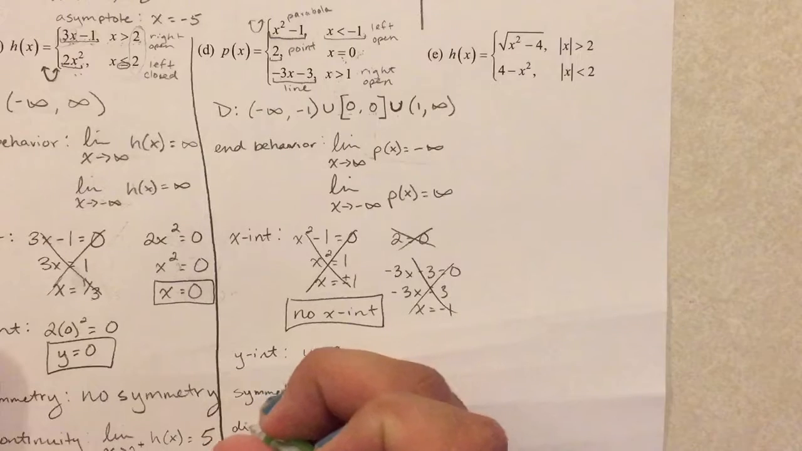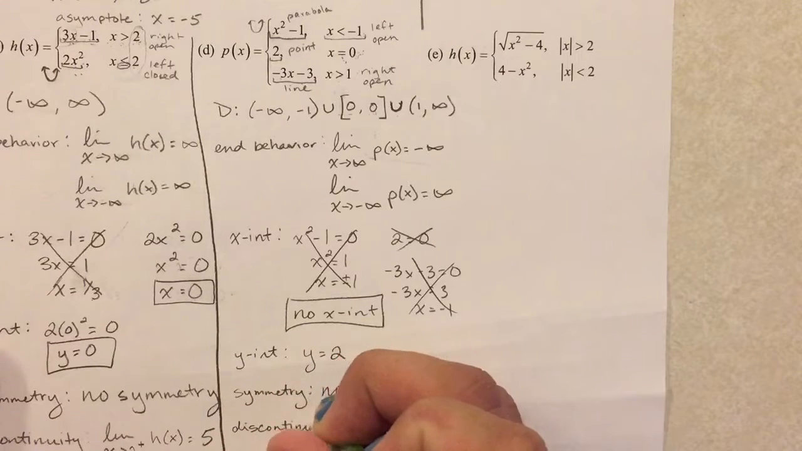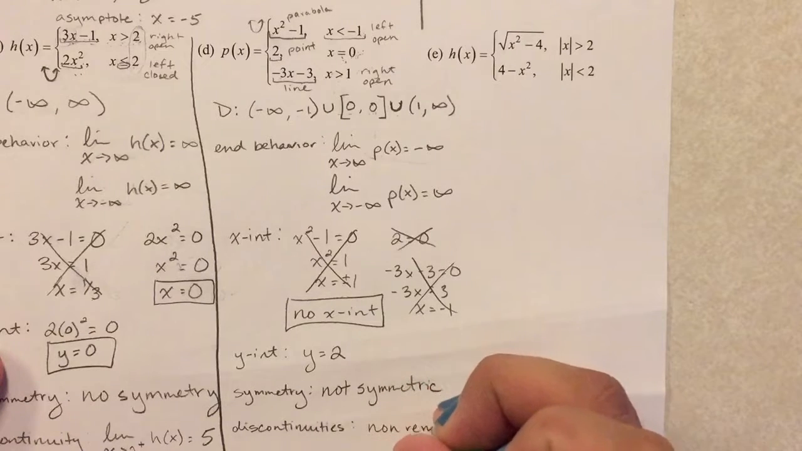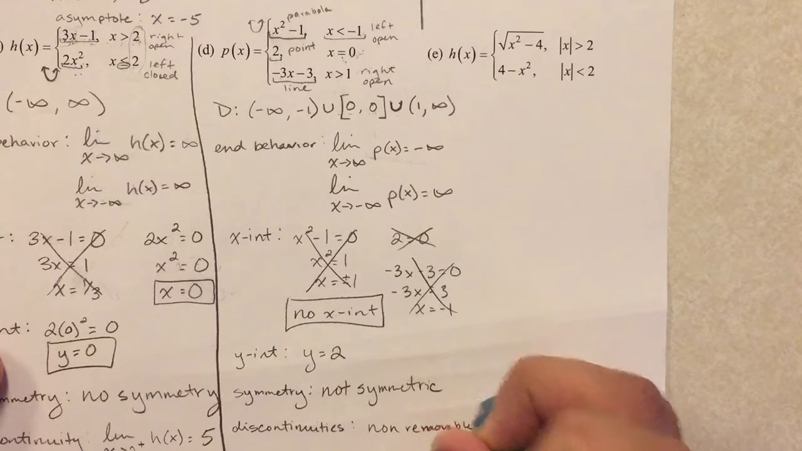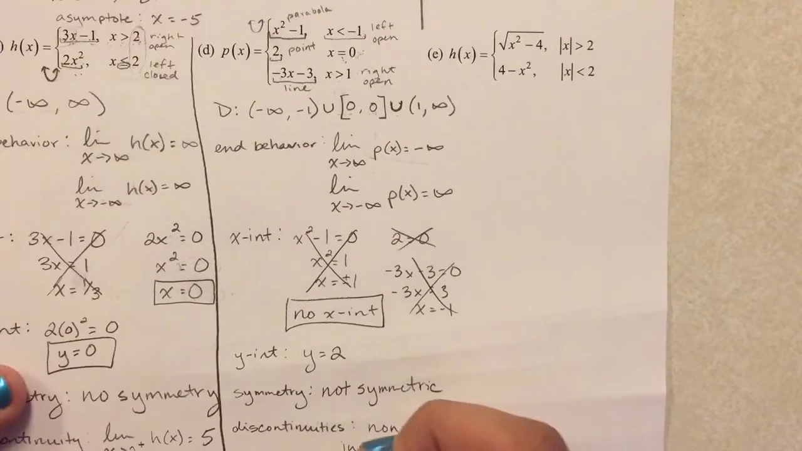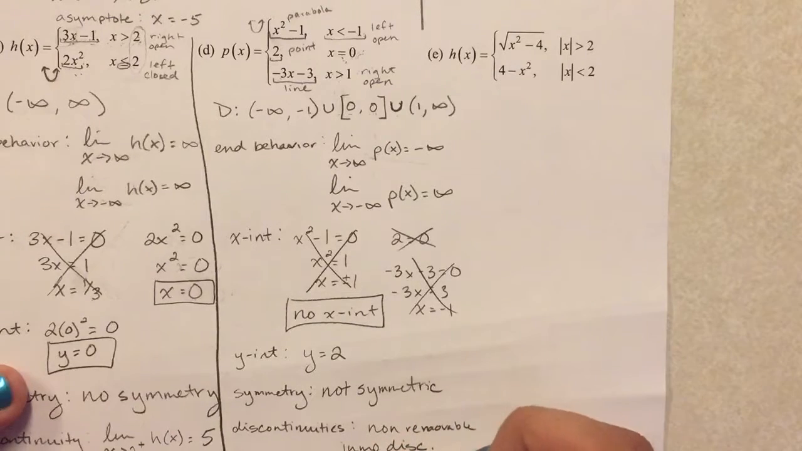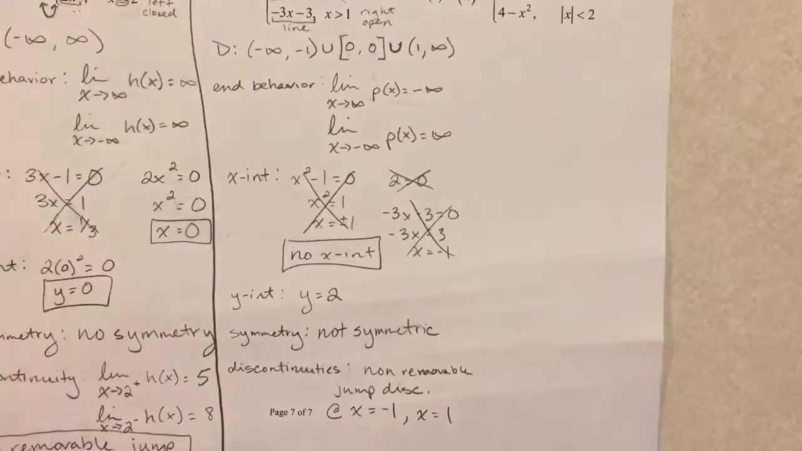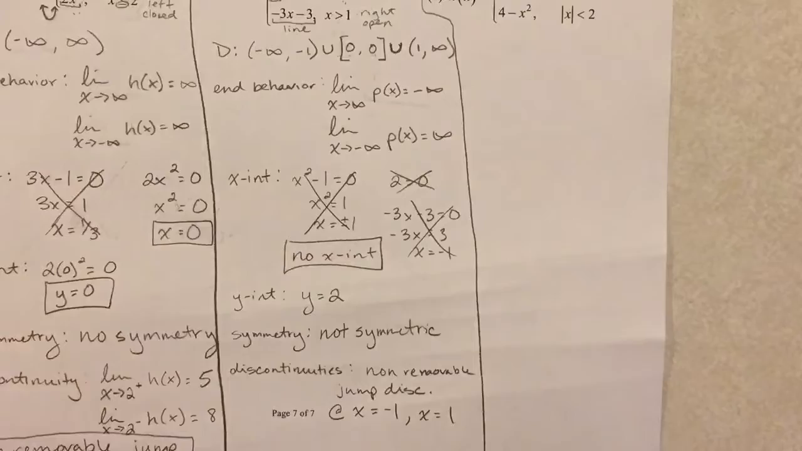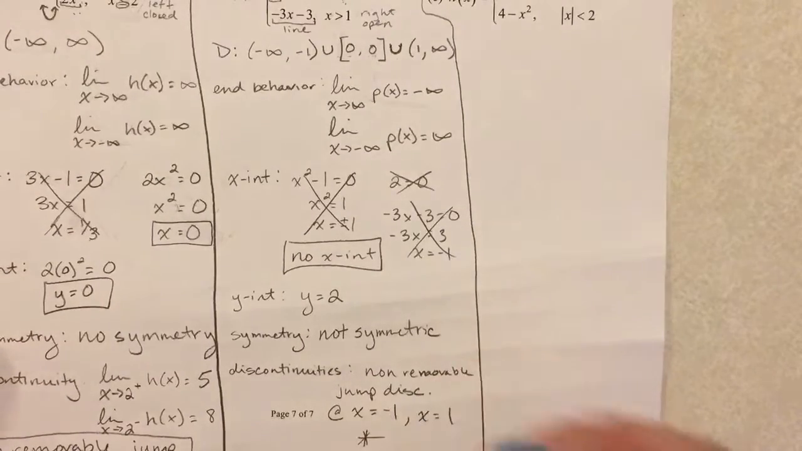So this function has non-removable jump discontinuities at x equals -1 and x equals 1, which really, that's kind of a rough question. Like that would never be something that would be asked of you on an AP test or on a test for me because they're not technically discontinuities. So I'm going to put a star by them because that's kind of a bad thing to call it.